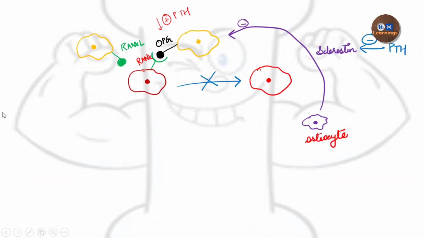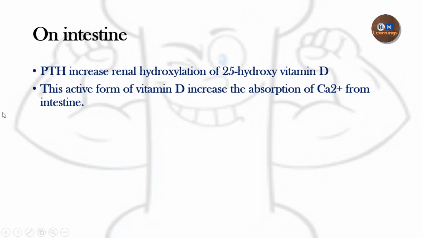Okay, so now on the intestine, we have already covered that in the vitamin D video. Please go and watch that video. So parathyroid hormone will increase the formation of vitamin D, and the vitamin D will act on the intestine to increase the absorption of calcium. The mechanism of that I have already discussed in the vitamin D video. I will share the link in the I button in the description box. Go and watch that video also.